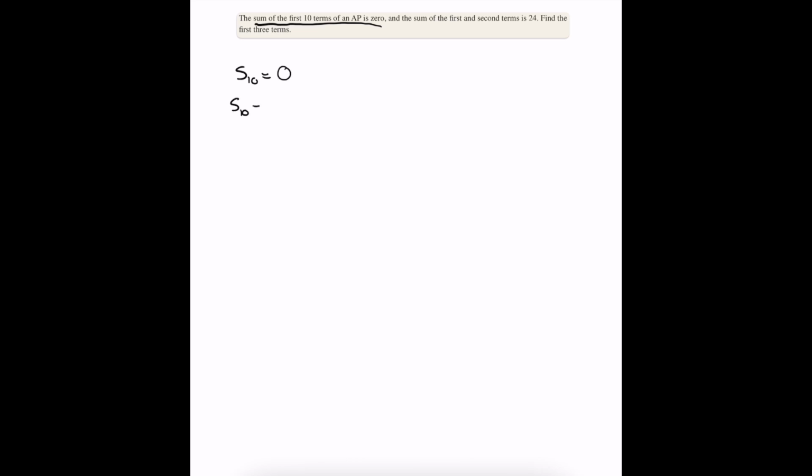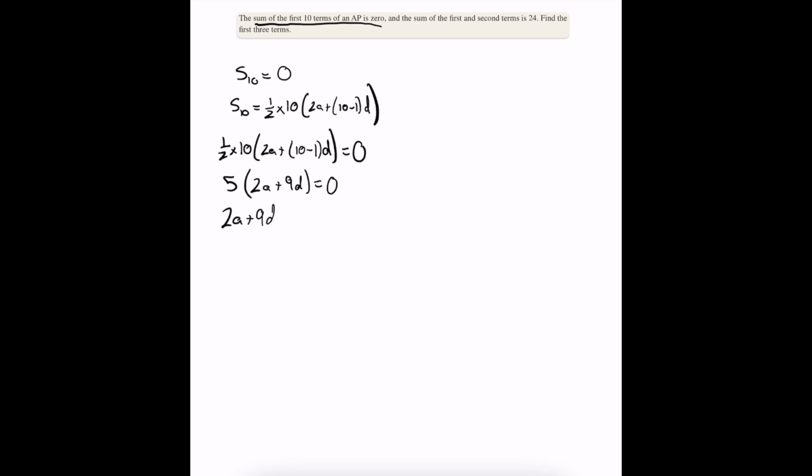Now we should know that S10 is equal to half times n, which is 10, outside of 2a plus n minus 1, which is 10 minus 1, d. Now this is all equal to 0, so let's say it's half times 10, 2a plus 10 minus 1, d, and this is equal to 0. Let's simplify it and say 2a plus 9d is equal to 0. And this is going to be our first equation here.